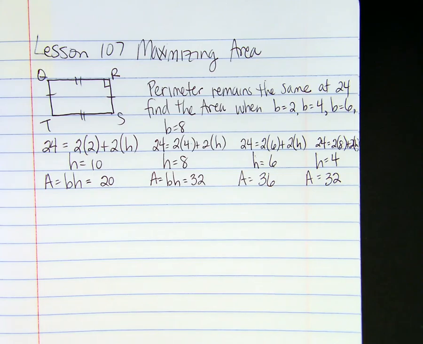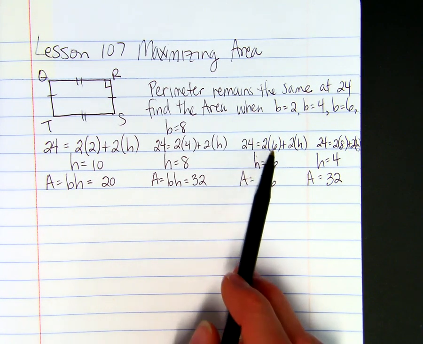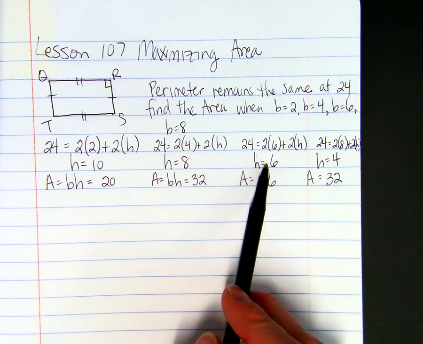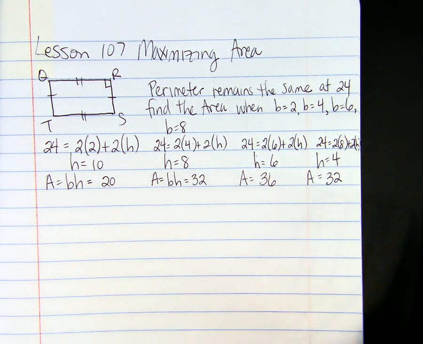So to maximize the area, we would have to have a square where the base and the height were both 6. And that would give us the maximum area. Notice that it starts going up and then it starts coming back down.